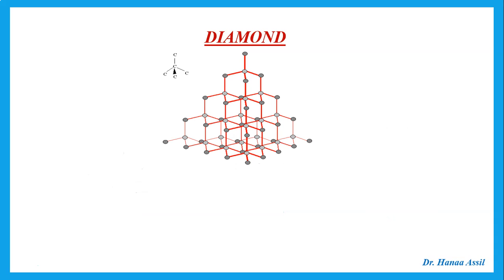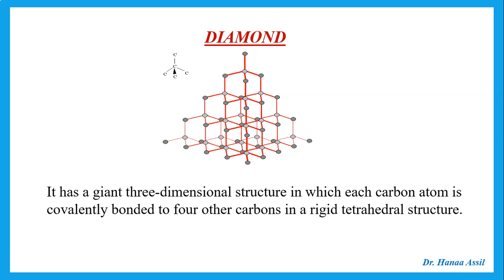Now, what is diamond? So diamond, we said it's a form of carbon. So all the atoms are carbon. But if we're going to explain the structure, of course, we're going to say it has a giant three-dimensional structure in which each carbon atom is covalently bonded to how many?